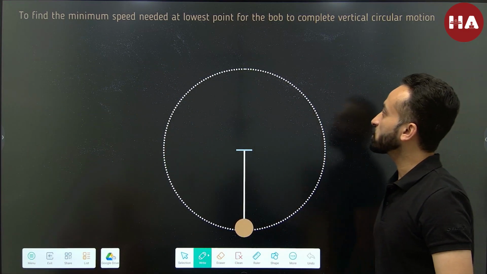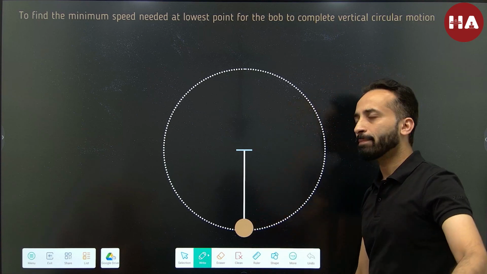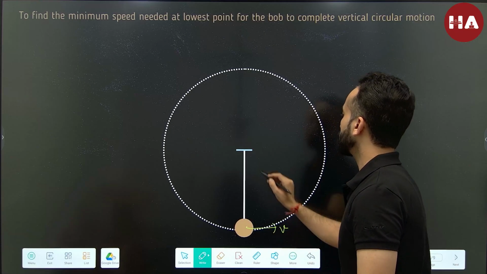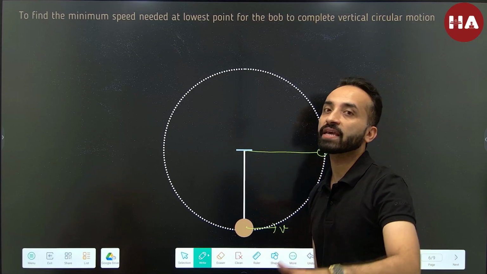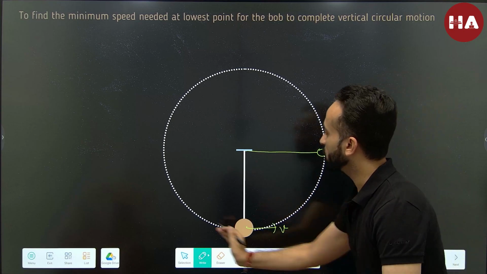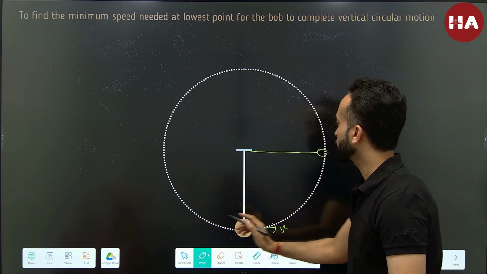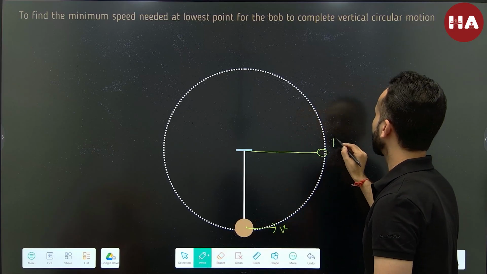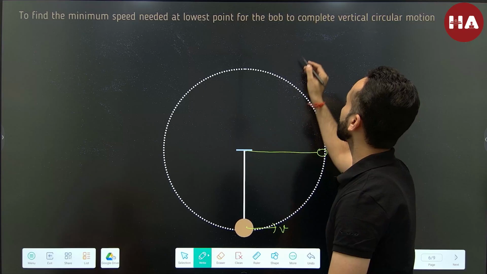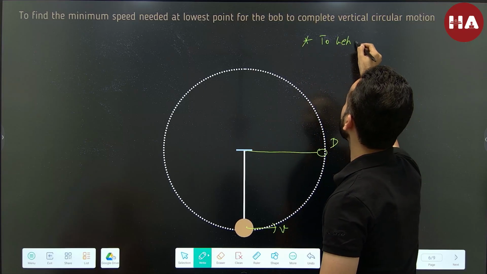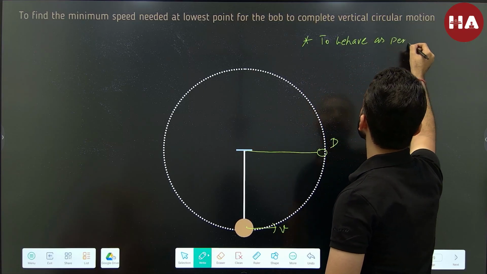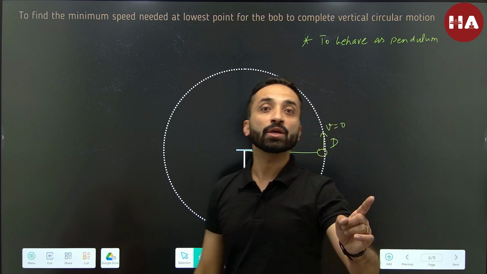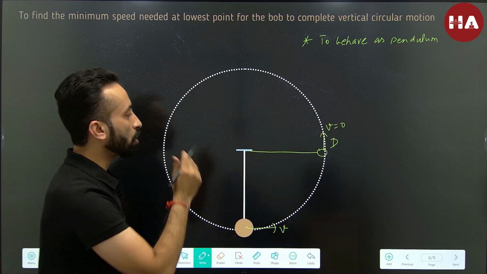So one more case I wish to talk about is what is the limit that we can give to this velocity so that it behaves as a pendulum. It behaves as a pendulum means it will take a U-turn from this point. Let's call this point D. So it will not go beyond D, so that we can call it to behave as a pendulum. So you would say in this case there is a limit that it should not go beyond this point D.